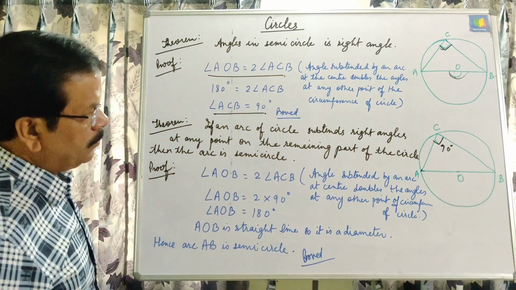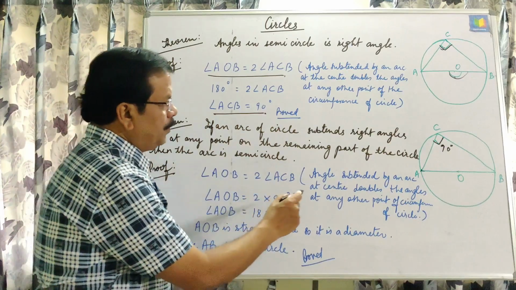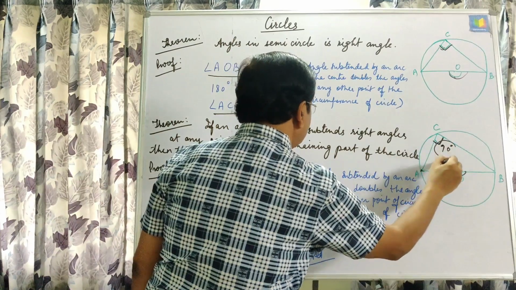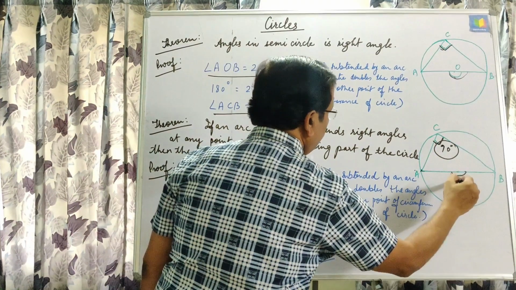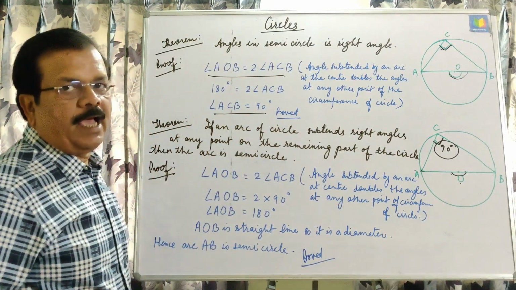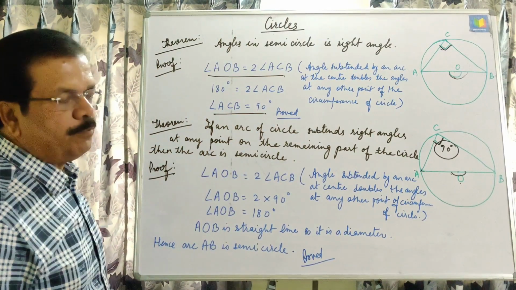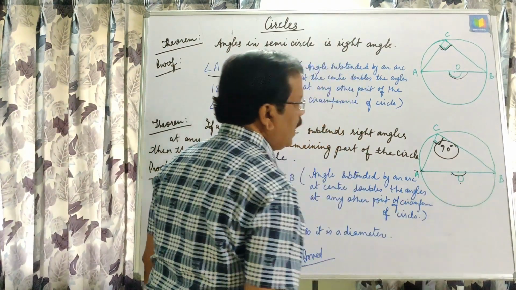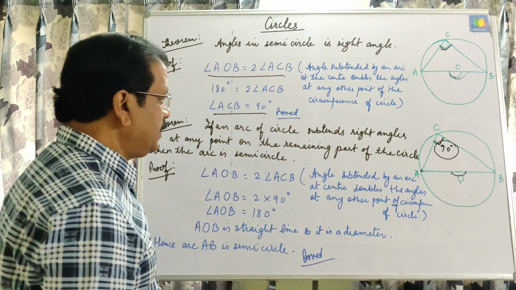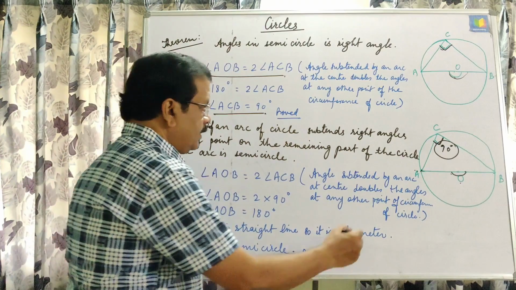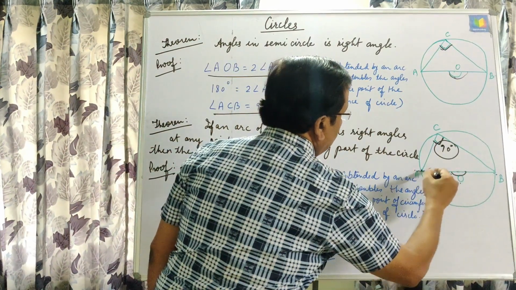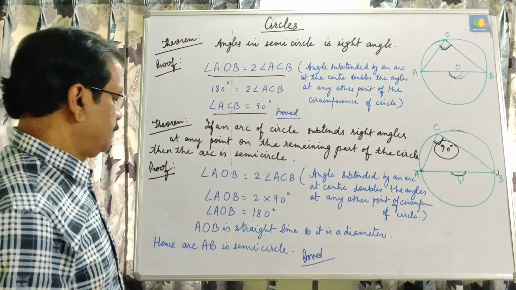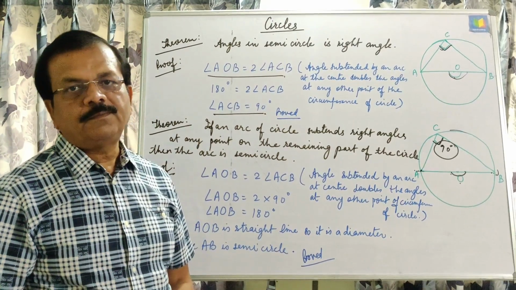Again, in this also angle AOB is equal to twice angle this, but we are given that this is 90 degrees, so angle AOB is equal to 180 degrees, and this is true only when AOB is a straight line, and so this will be taken as the longest chord or diameter of the circle, and that is why this arc is making the semicircle. This is what we have to prove. Now next theorem.